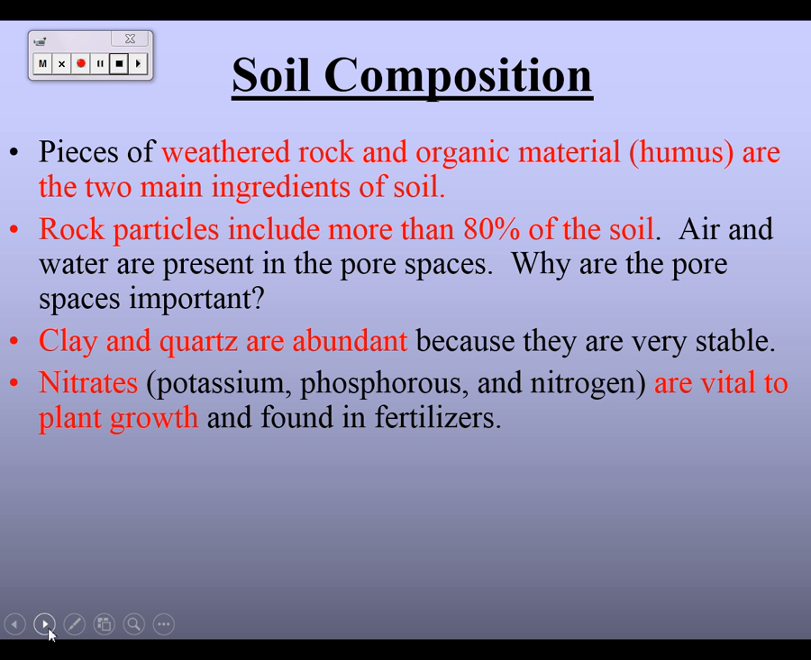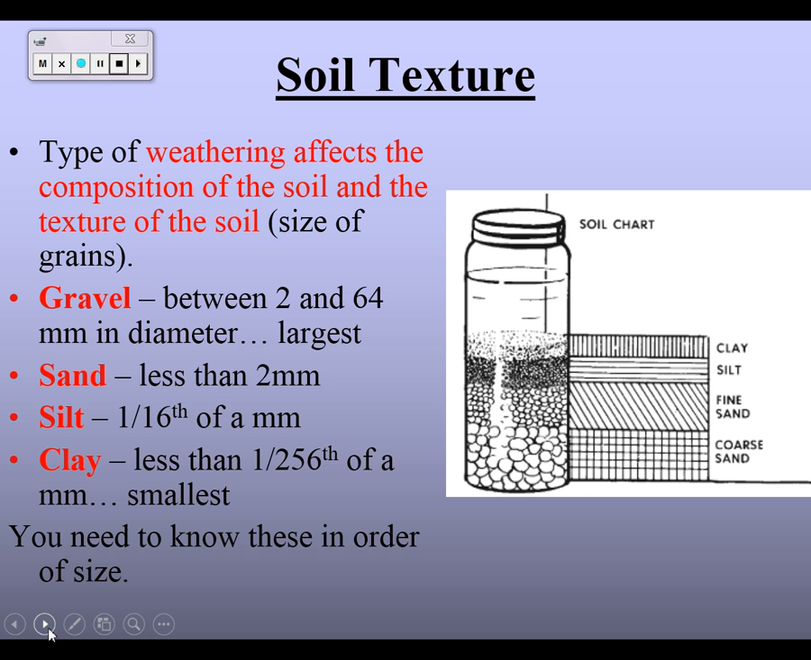Soil contains weathered rock and organic material, humus. Those are the 2 main ingredients. The weathered rock particles make up about 80% of the soil. Mixed in with that 80% of rock particles and with the humus, the organic material, are clay and quartz. And finally, there are nitrates, which hopefully you remember from life science last year. Nitrates are like potassium, phosphorus, and nitrogen, and they're vital for plant growth.